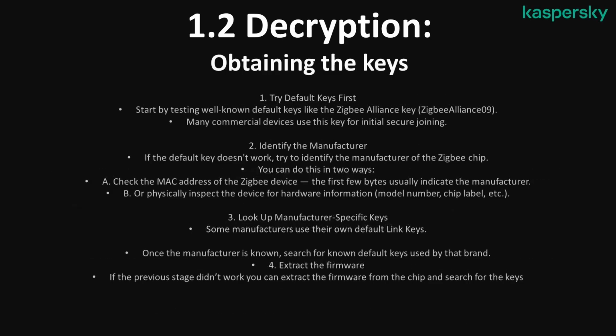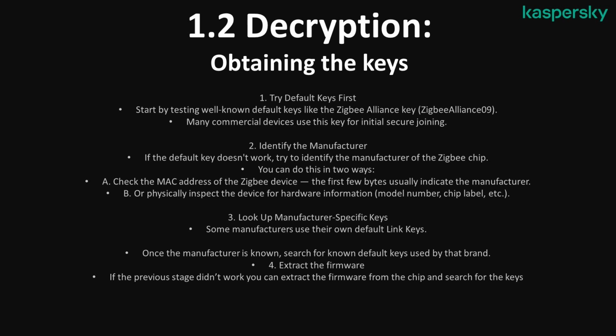How can we obtain the keys themselves? First, you need to try the default keys. At the level of the link key, it can be, as I said, the default ZigBeeAlliance09, which most manufacturers use. You cannot try a default network key at this level, because there's no default network key at the level of the manufacturers overall. So you try this link key, and maybe you are lucky and it's the default.